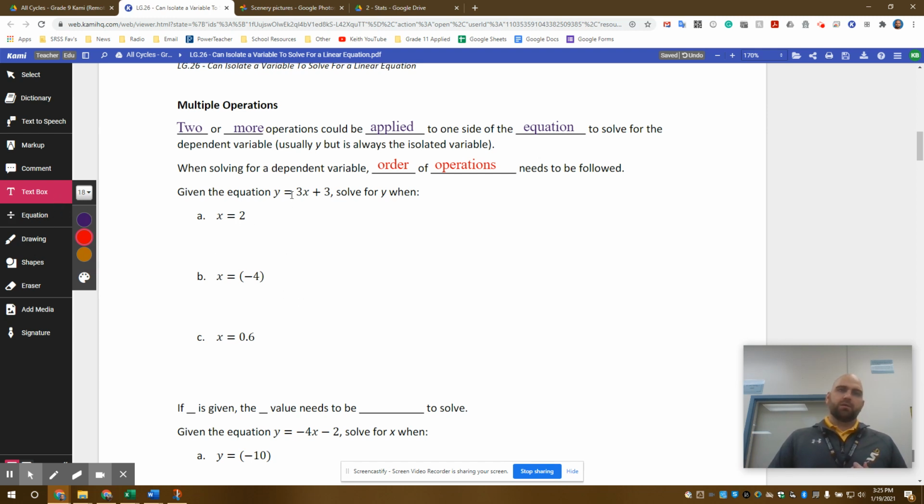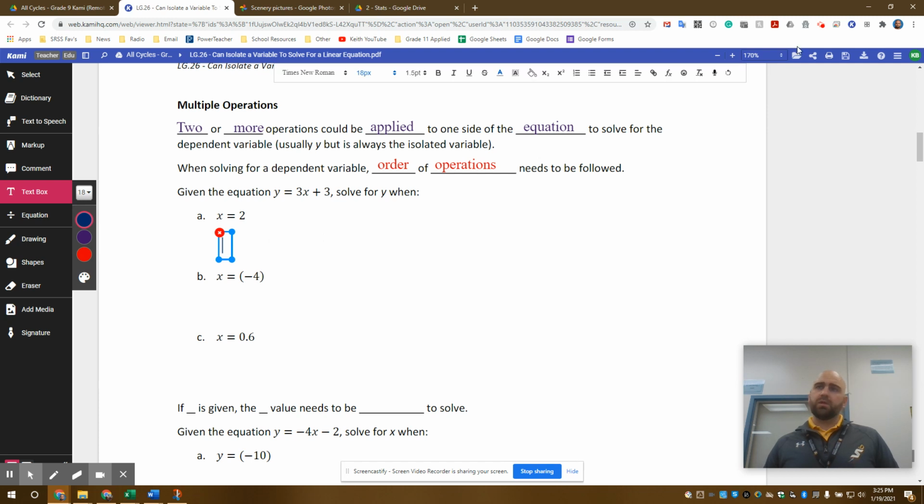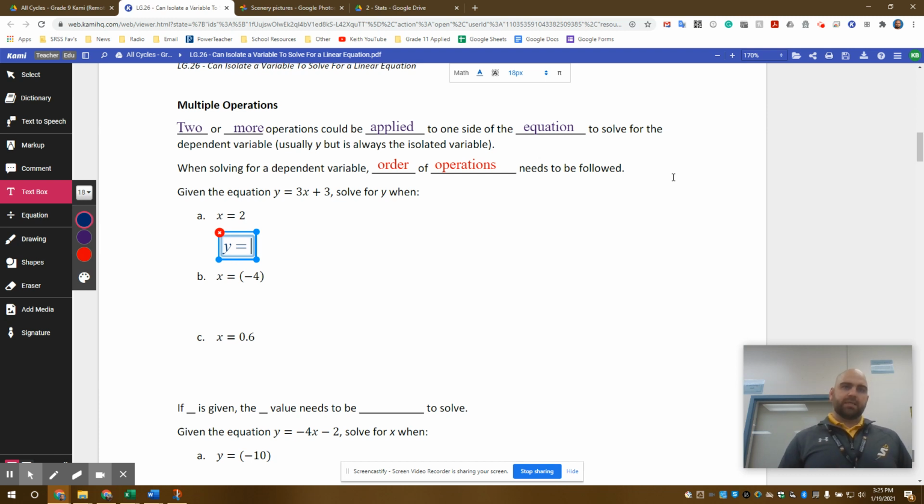So the first one here, we're given the equation y is equal to 3x plus 3, and we're going to insert a value of x into that equation. In the first one here, we're told that x is 2. And so we're going to insert 2 into this equation, and then solve for y. So in this case, we have 3, and then we're going to put 2 in there, and then add 3 onto the end.